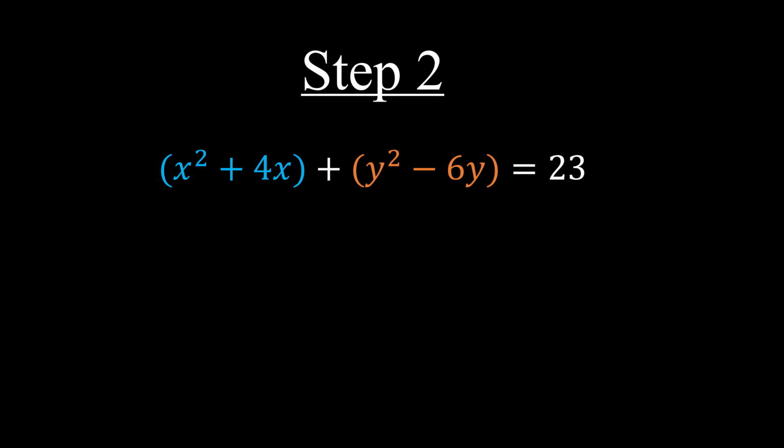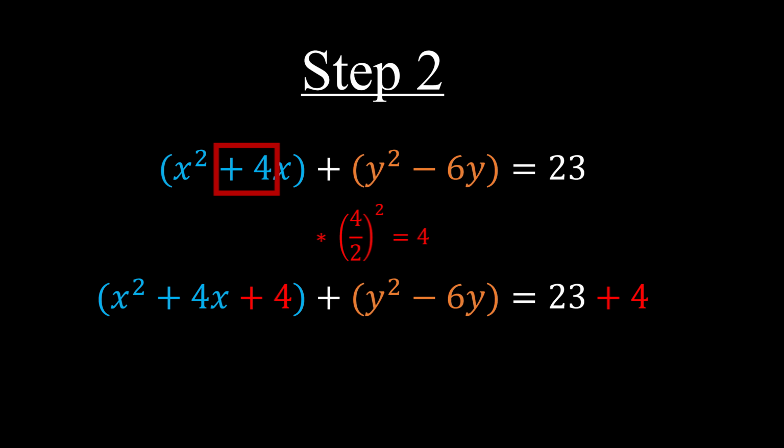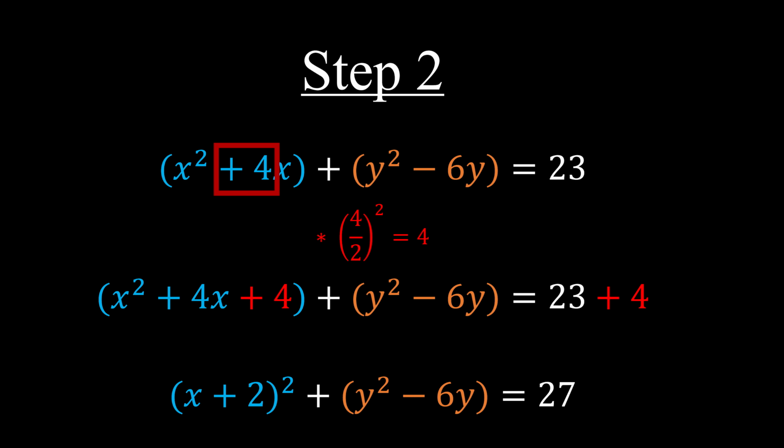Second step is to complete the square for the x terms. The coefficient of the x to the first power term is 4. That means to find the number we need to complete the square is 4 divided by 2 squared, which is 4. So I will put a 4 in the parentheses and 4 on the other side of the equal sign. Therefore, we've successfully completed the square.